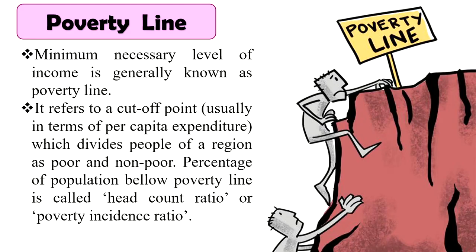Next, the concept of poverty line. What do we mean by poverty line? The minimum necessary level of income is generally known as the poverty line. It refers to a cut-off point which divides people of a region as poor and non-poor. The percentage of population below the poverty line is called the head count ratio or the poverty incidence ratio.